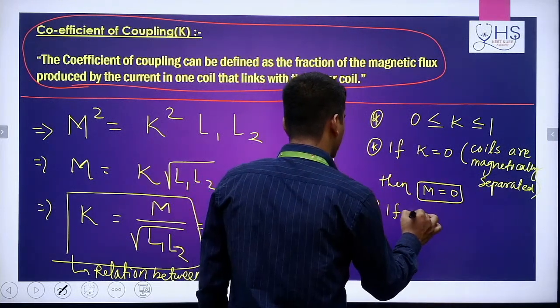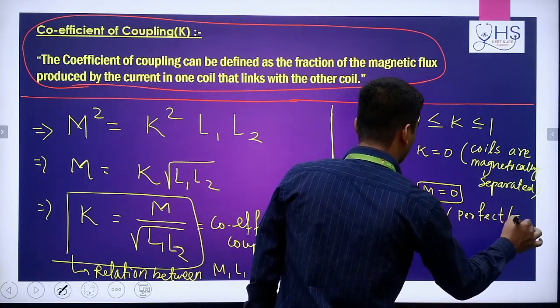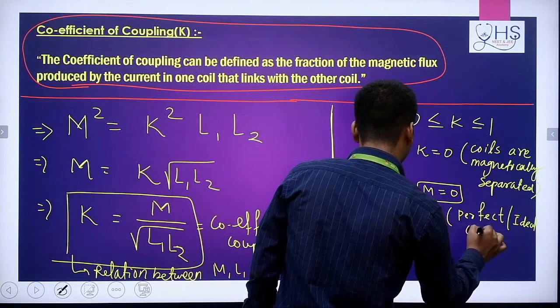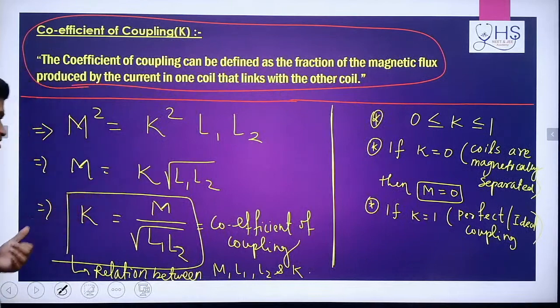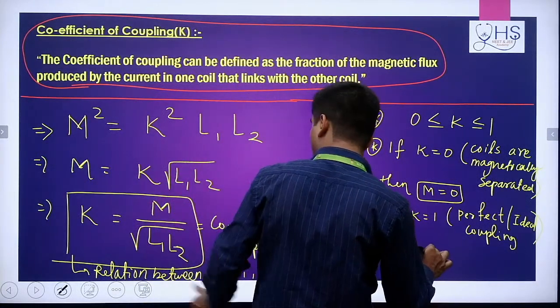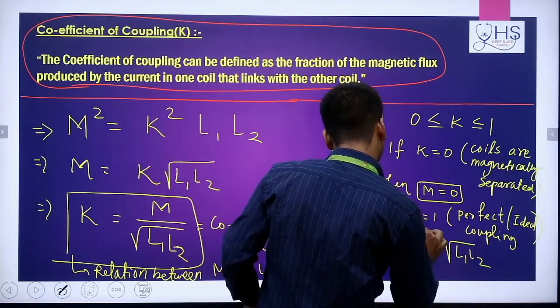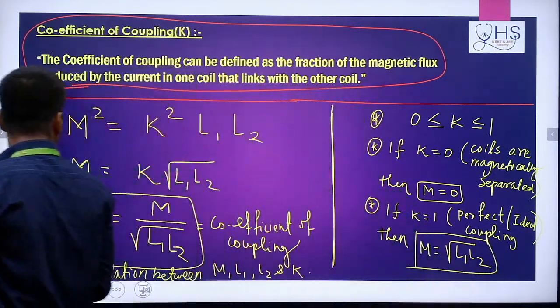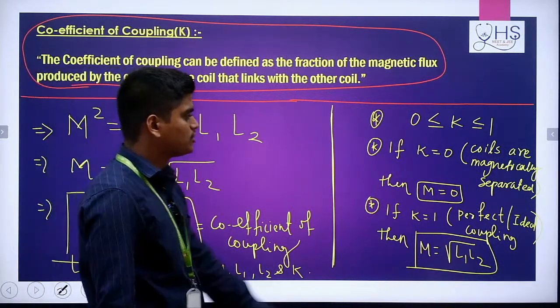And if K equal to 1, this is called perfect or ideal coupling. That means when one coil's flux or current or magnetic field changes, it will affect the other coil. So that is K equal to 1. If K equal to 1, then M will be root under L1 L2. Check it from this expression. So this is the idea.